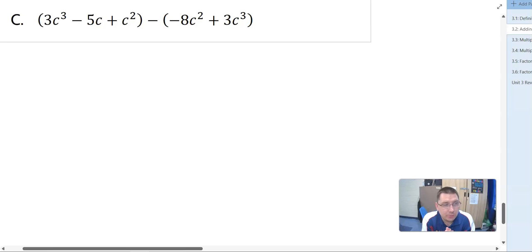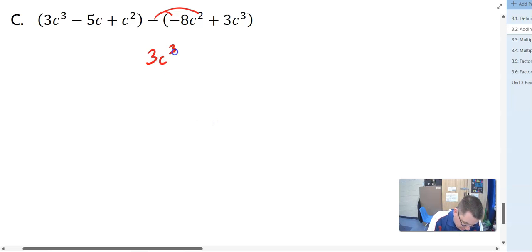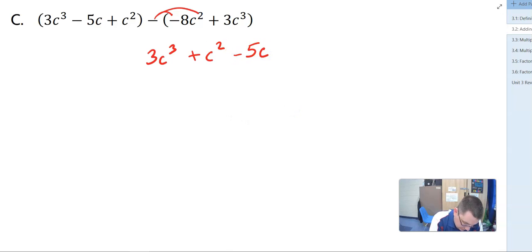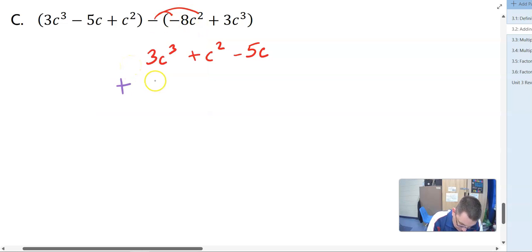All right, so you should have paused the video. If you didn't, again, stop it now and go back and do it. But let's go ahead and look at C. Again, my personal preference is to rewrite this. And so I'm going to distribute this negative, change it to addition. And so I'm going to get 3c cubed plus c squared minus 5c, and we're adding and distributing the negative. We're going to get a positive 8c squared. Let's put that in the right spot. Plus 8c squared, and then minus 3c cubed.